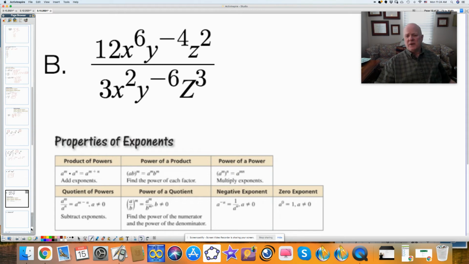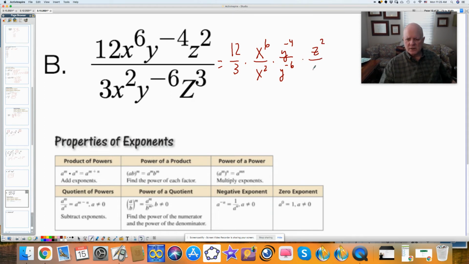Oh, this looks so terrible, but it's not. This should be a lowercase c. Sorry, I typed it wrong. Put my numbers together, 12 over 3 times x to the 6th over x squared times y to the minus 4 over y to the minus 6 times z squared times z to the third power. Now, this is all the quotient rule, most of it. One of them is going to be a negative exponent, I think.